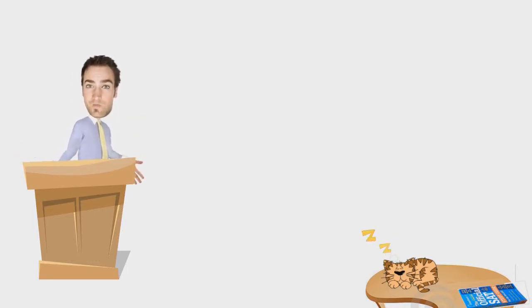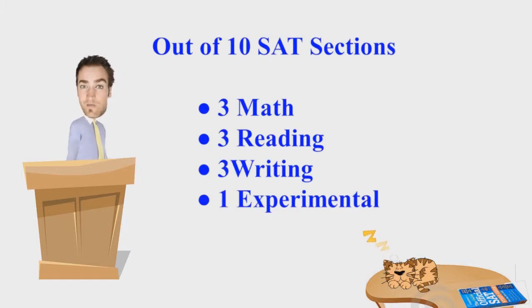Remember that all SATs will consist of 10 sections. You'll have 3 math sections, 3 reading sections, 3 writing sections, and an experimental section. The experimental section will not count toward your actual SAT score. The SAT people use the experimental section to evaluate the validity of future SAT questions. Do not attempt to guess which sections of the SAT are experimental and which are not. It doesn't really serve any purpose.